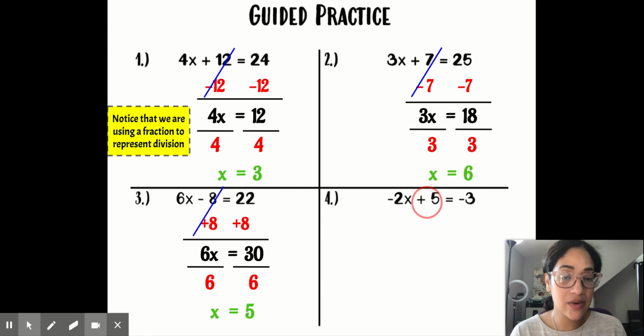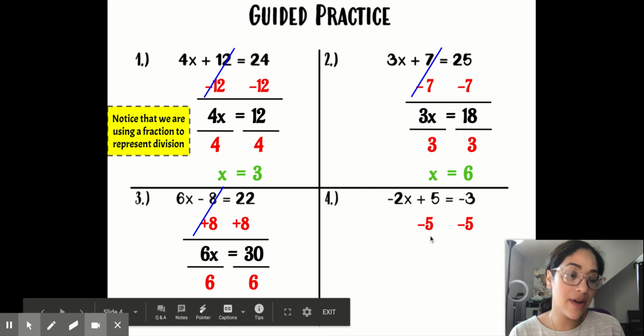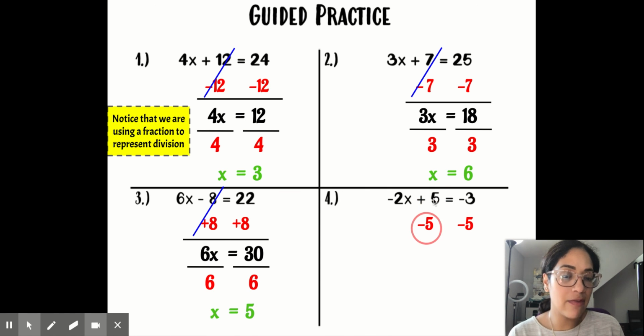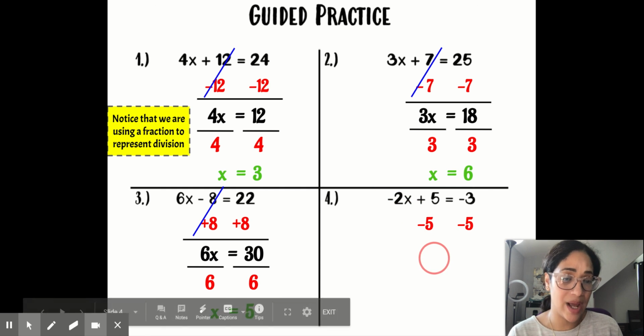My constant here is positive 5 because there's no variable there. I need to get rid of this plus 5. The inverse of adding 5, the inverse of a positive 5, is a -5. So I'm going to go ahead and subtract 5 on both sides. Please be very careful when you're dealing with your negative numbers, okay? Positive 5 minus 5 is 0. I can go ahead and bring down my -2x.